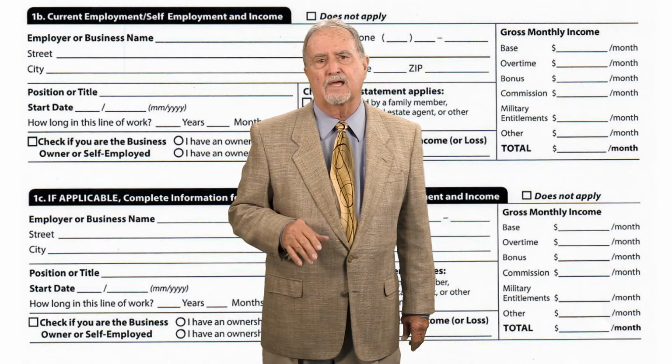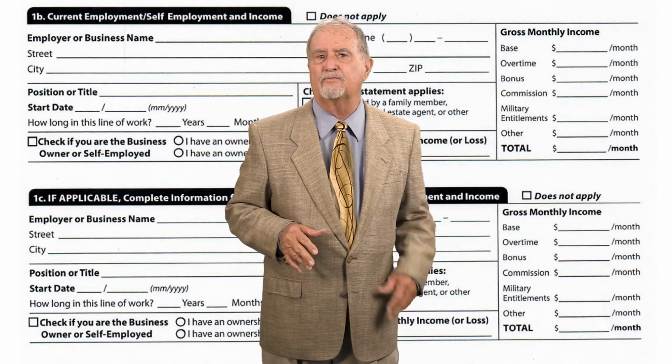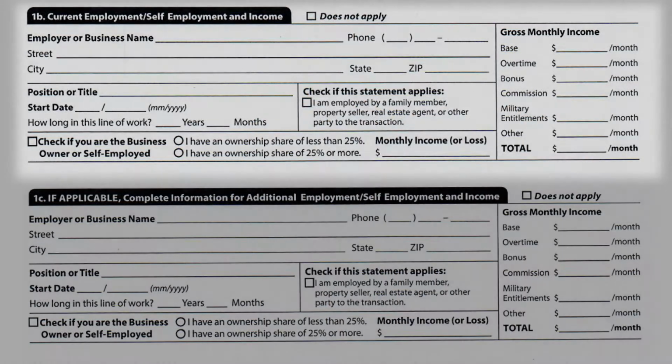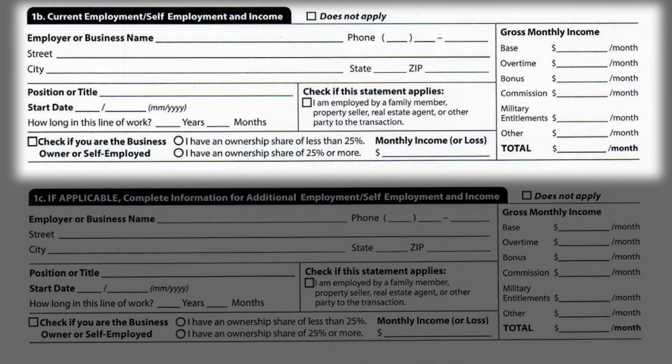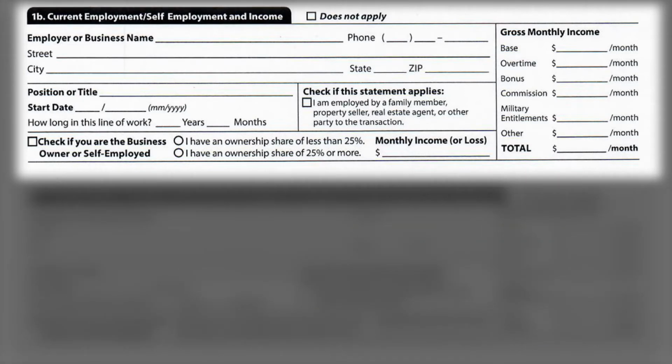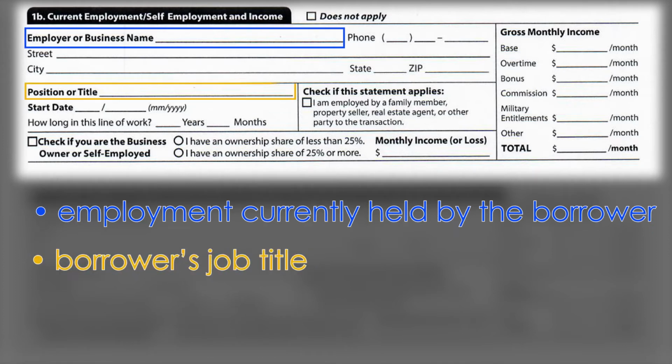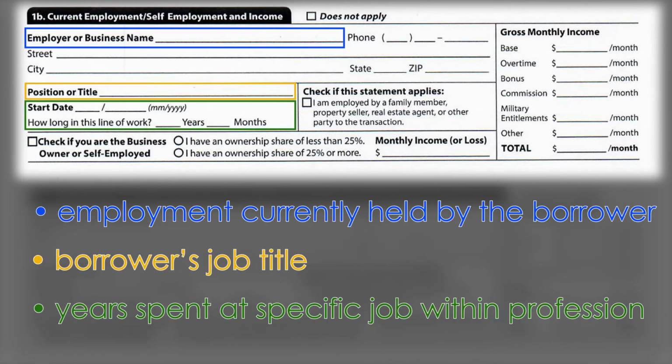The borrower's and co-borrower's employment information necessary to identify their source of income is entered in the next section of the loan application. Employment information includes the employment currently held by the borrower, job title, and years spent at the specific job and within the profession.